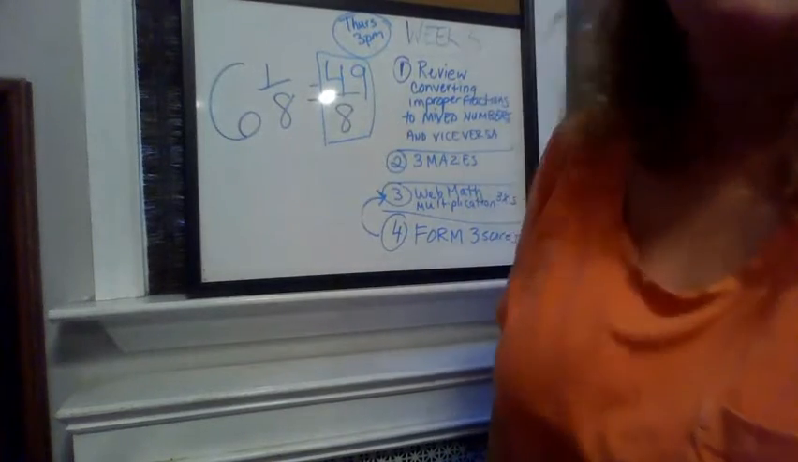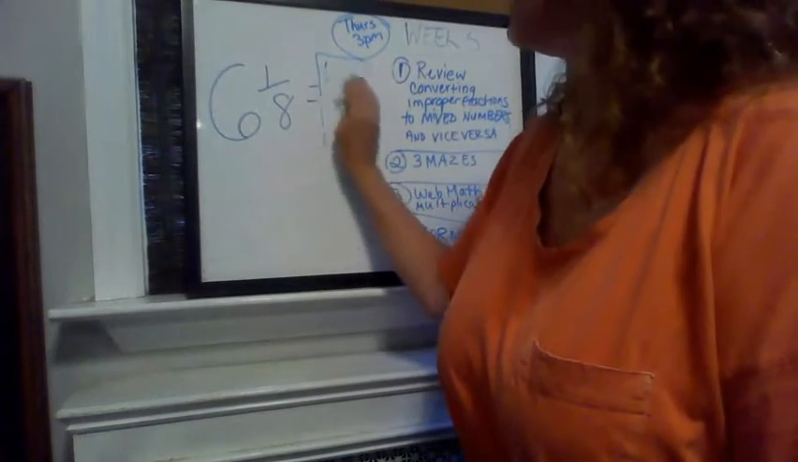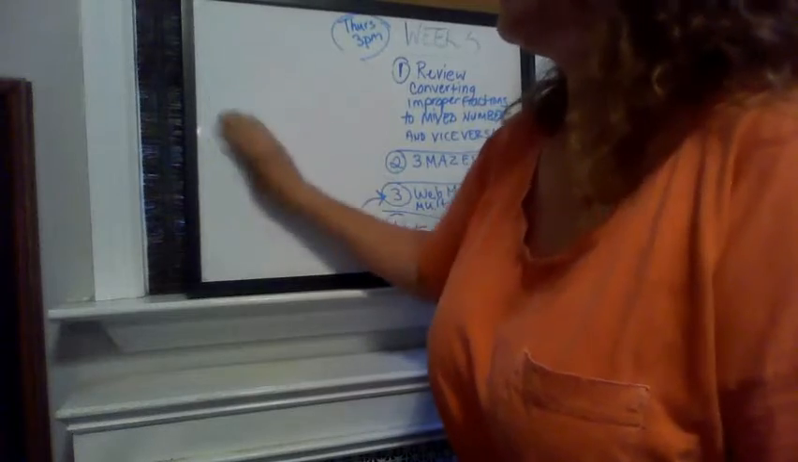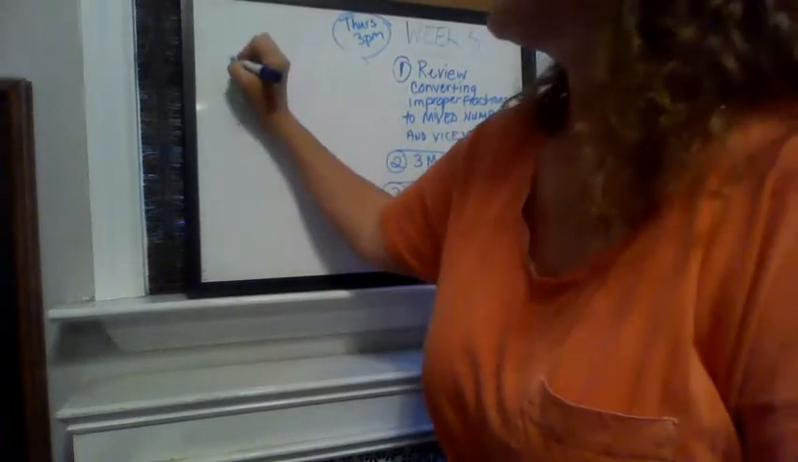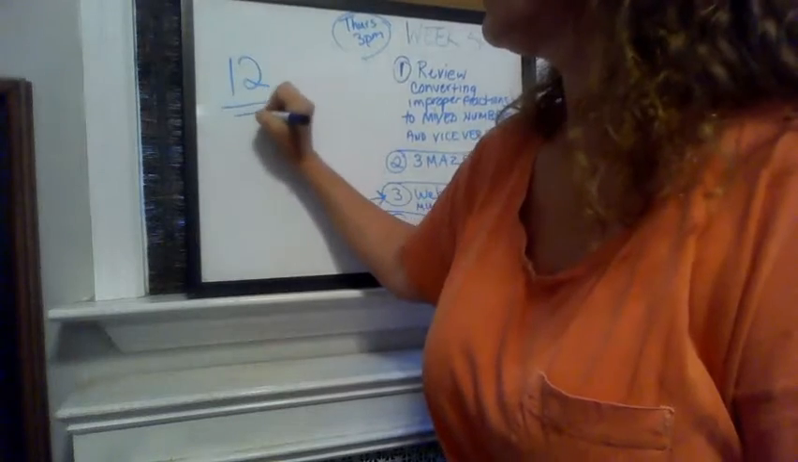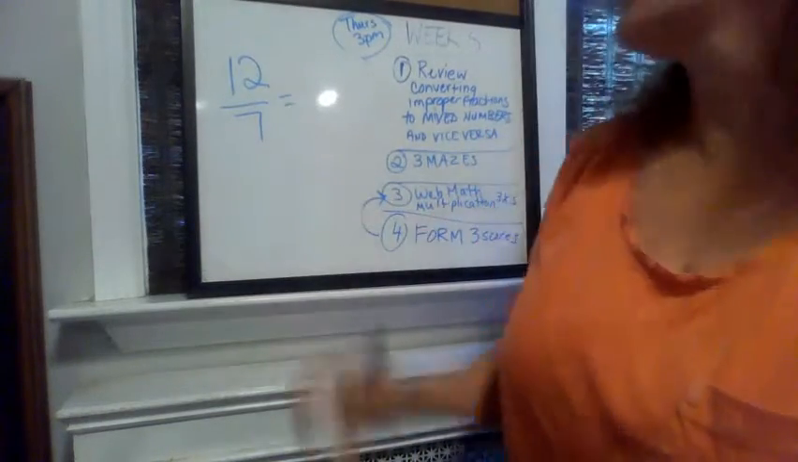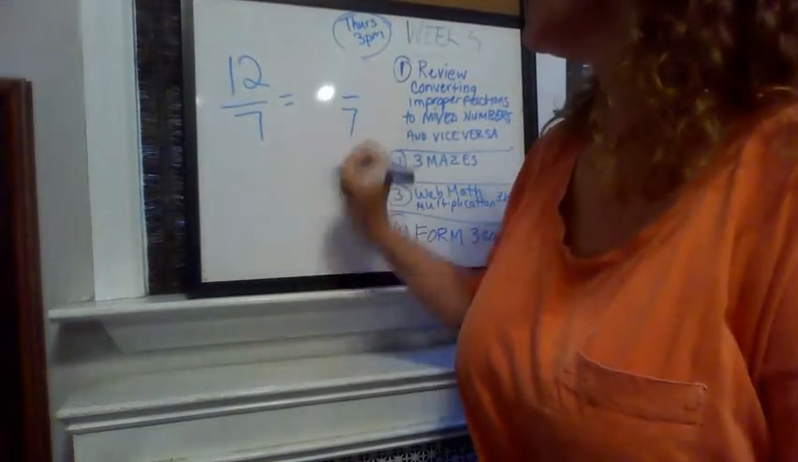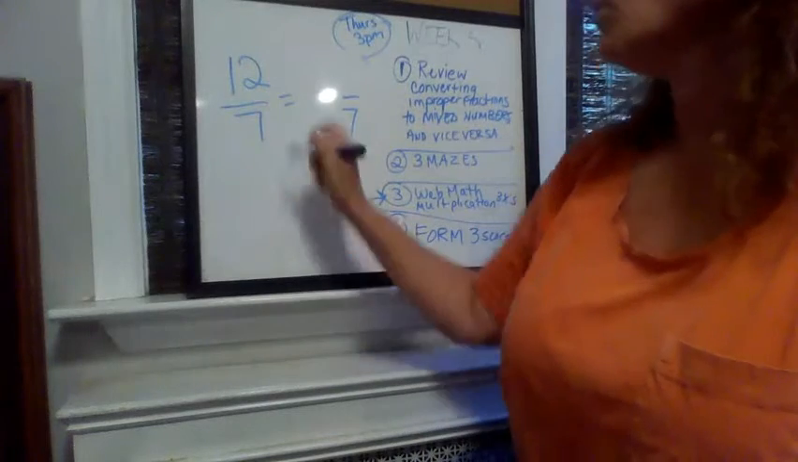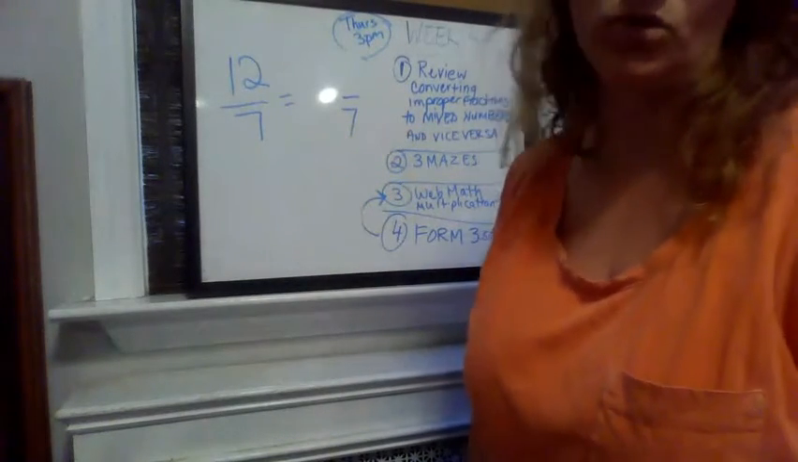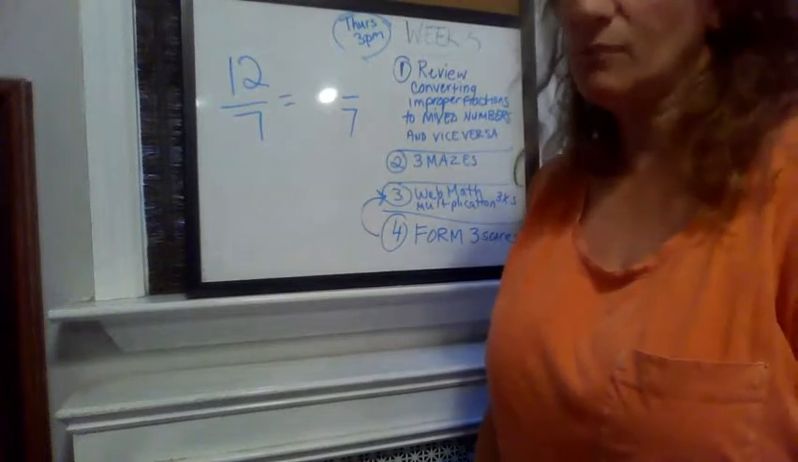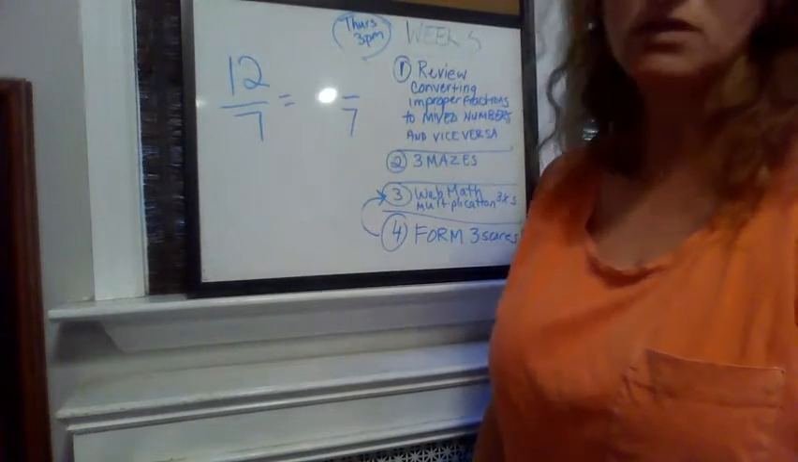Okay. Now I'm going to do 3 problems in the other direction. Improper fraction into a mixed number. So let's do 12/7. Okay. So again, the denominator is going to stay the same. We're going to have to say now 7 goes into 12 how many times, and that's going to give us our whole number. Well, 7 times 2 is 14, so it can't be 2. So it's going to be 1.